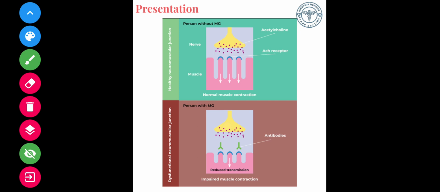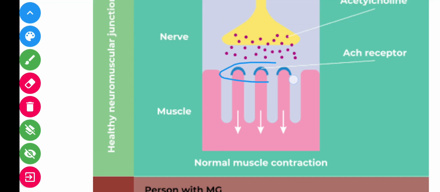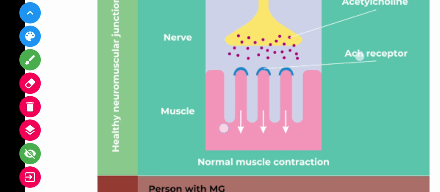So if we see here, in a normal person, this is the nerve, this is the muscle, this is the acetylcholine receptor, and this is the acetylcholine. So what happens through the synapse? Through the synapse, the acetylcholine will be released from the nerve, and the acetylcholine will transfer to the muscle area, and along with this impulse will transfer. That is in the normal person's body.